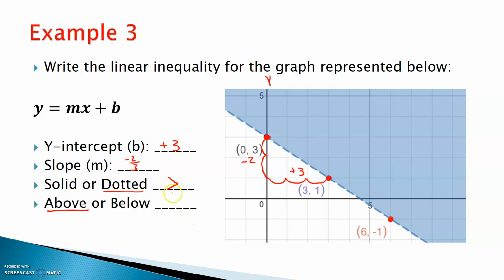And again, I don't write the line underneath because that would mean it's a solid line. So when I write my inequality here, I should say y is greater than negative 2 over 3 x, don't forget that x, and then what's my b? Plus 3. There we have it. We wrote the inequality that's being represented there.